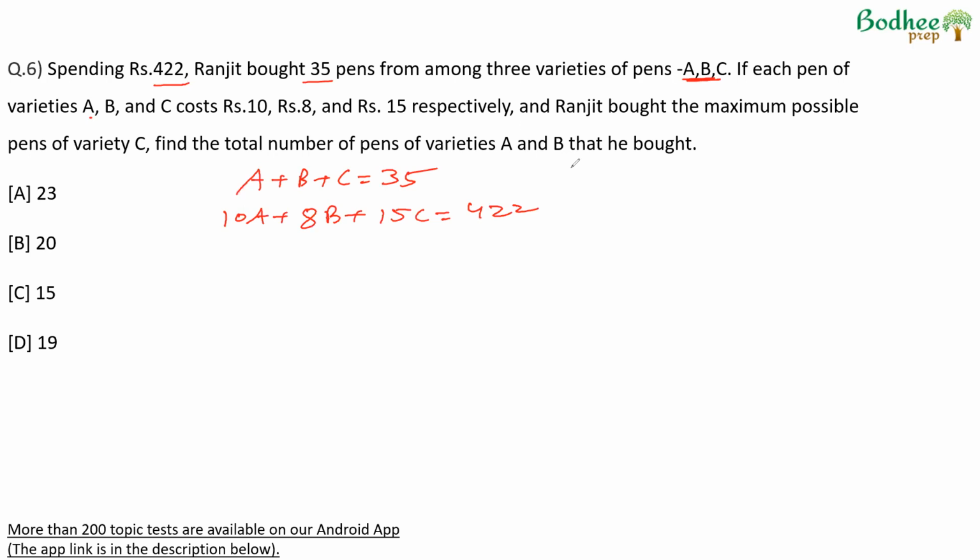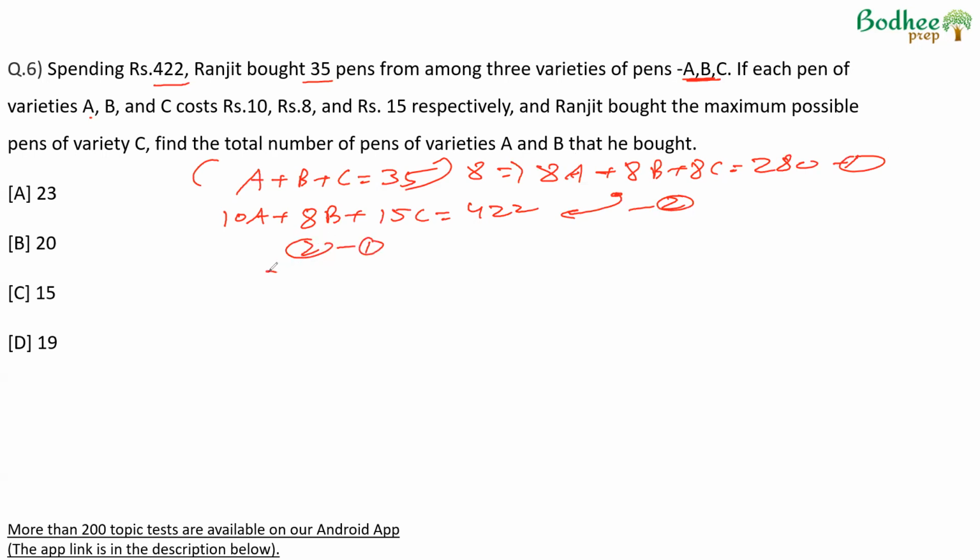Okay, so we have to have an equation in C and another variable. We try to eliminate B. What I'm doing is multiplying this by 8, which becomes 8A plus 8B plus 8C is equal to 35 into 8, which is 280. Now take this equation and subtract it from here. Suppose this is equation 1 and this is equation 2, we are saying 2 minus 1. 10 minus 8, 2A, 8B and 8B cancel, 15C minus 8C, 7C is equal to 422 minus 280, which is 142.